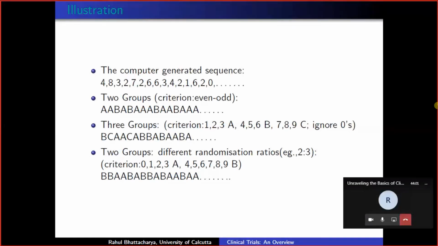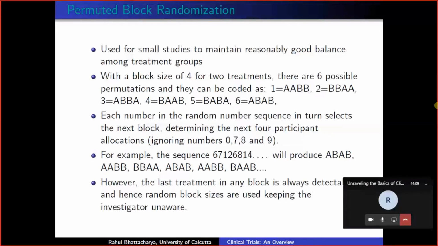Next is permuted block design or permuted block randomization. This is used for small studies to maintain reasonably good balance among treatment groups.